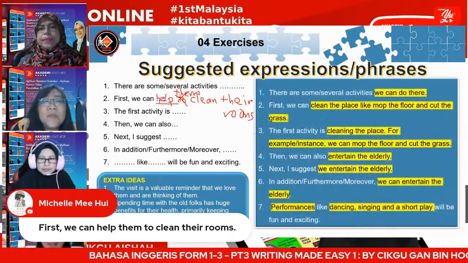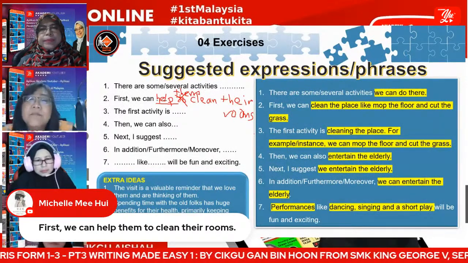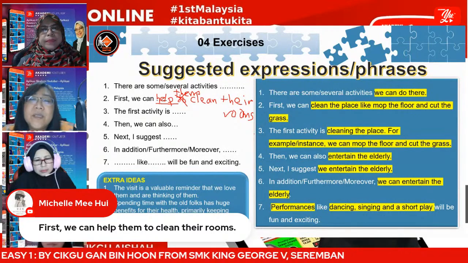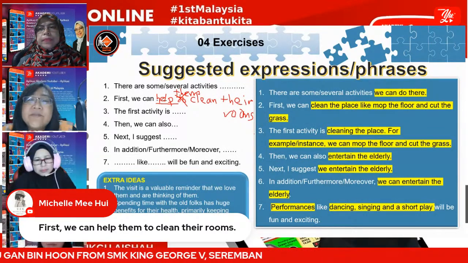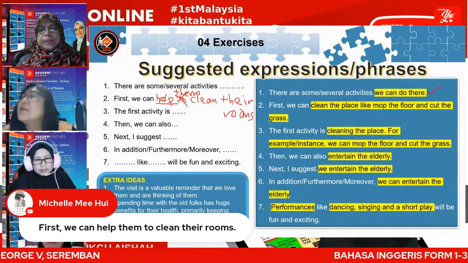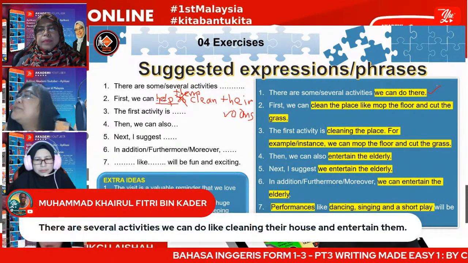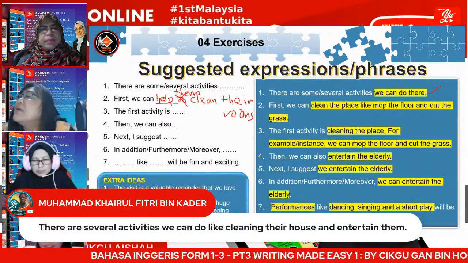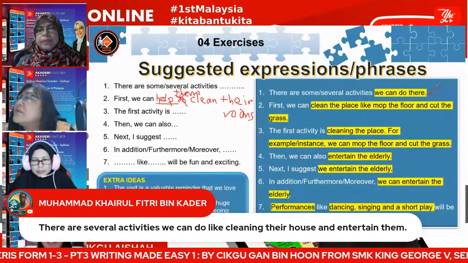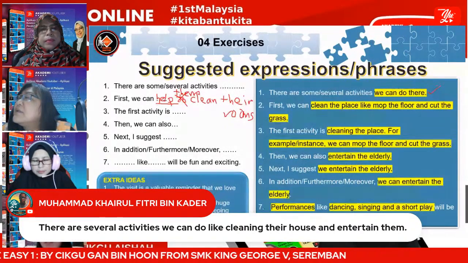Okay, so here, you can write number one. There are some activities we can do. You can stop there instead of continuing. Or you can say there are several activities we can do. So this is sentence number one. Do we have more answers? Yes. Muhammad Khairul Fitri says, there are several activities we can do, like cleaning their house and entertain them. I think this sentence is correct.